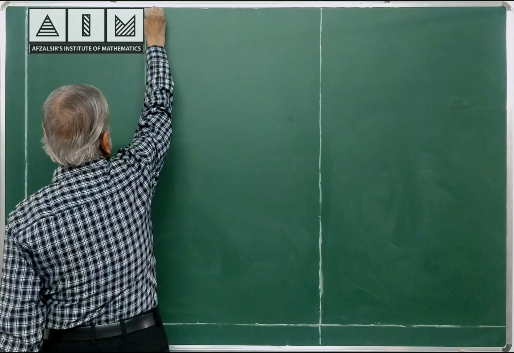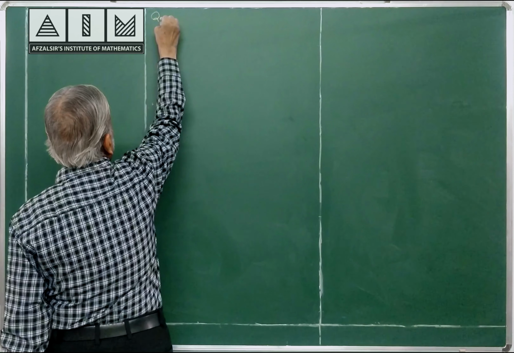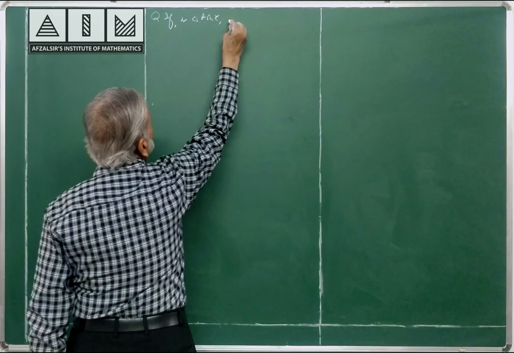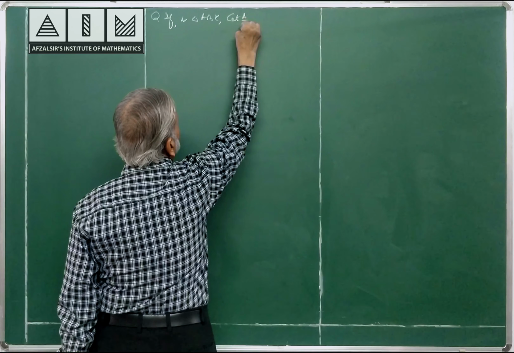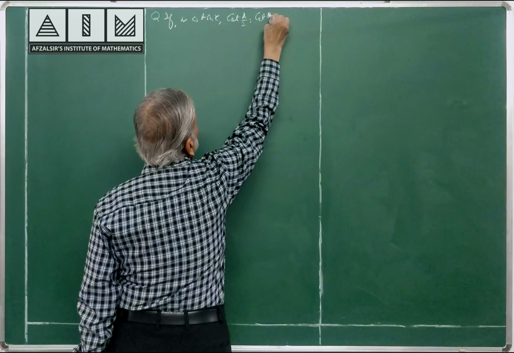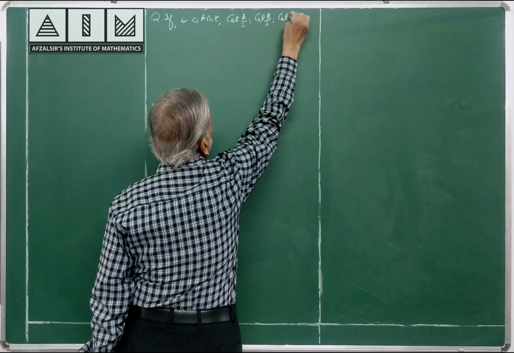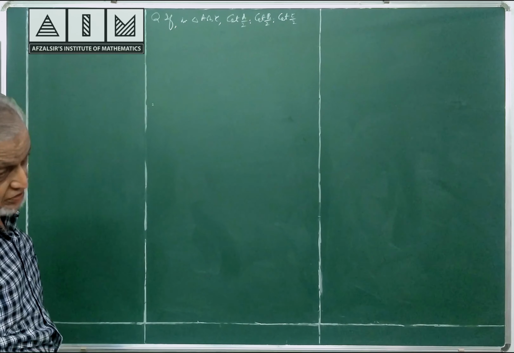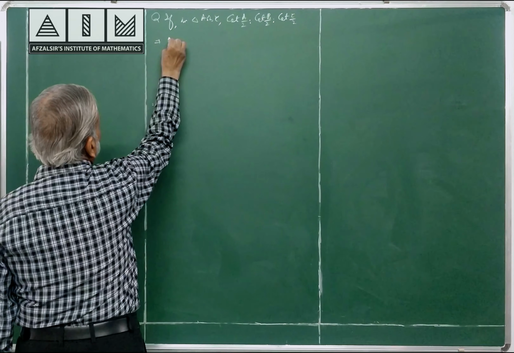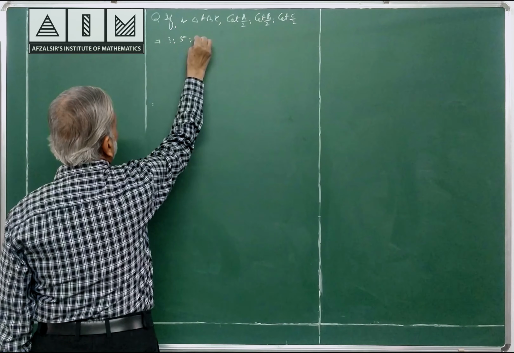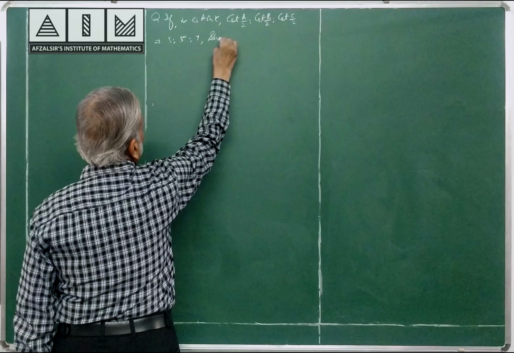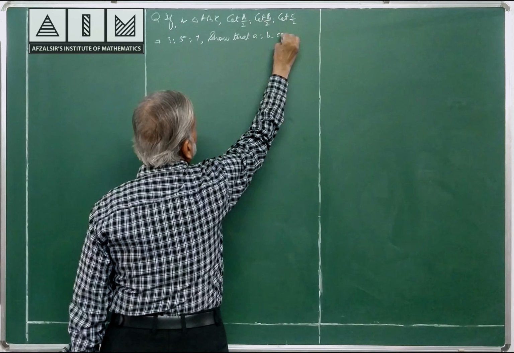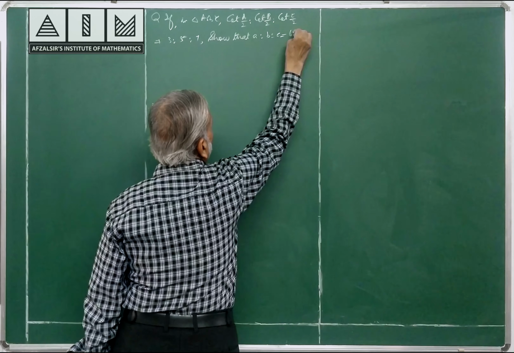I am solving another question on the same half angle formulae. Please see here. If in triangle ABC, cot A by 2 is to cot B by 2 is to cot C by 2 is equal to 3:5:7, show that A is to B is to C is equal to 6:5:4.